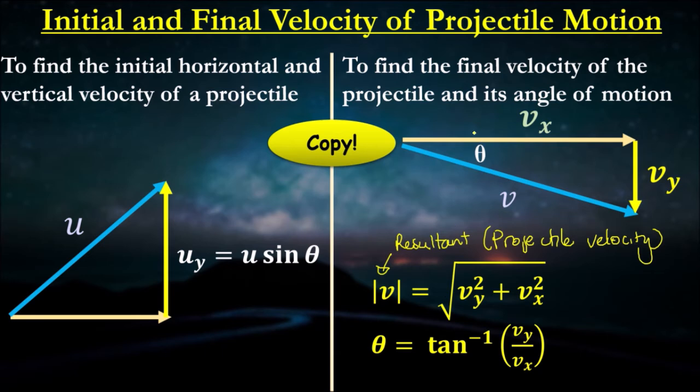If you want to find the final angle of the projectile's motion, then you can work it out using tan theta, because you have the x and y components. If you have the resultant component, then maybe you'll use sine or you might use cos. But that's how you can actually work out the final and the initial velocities of a projectile.